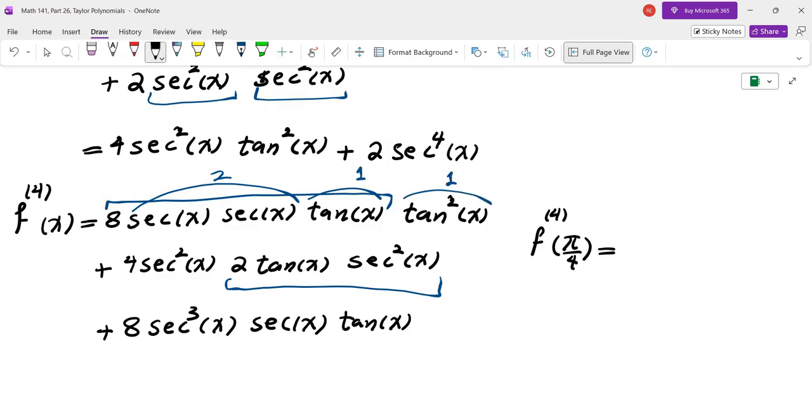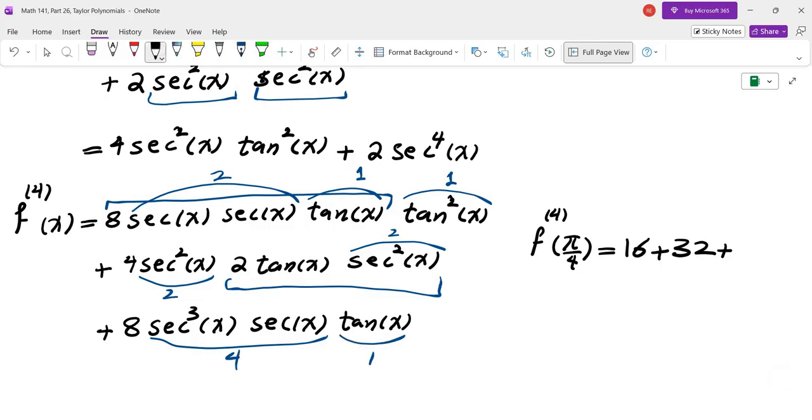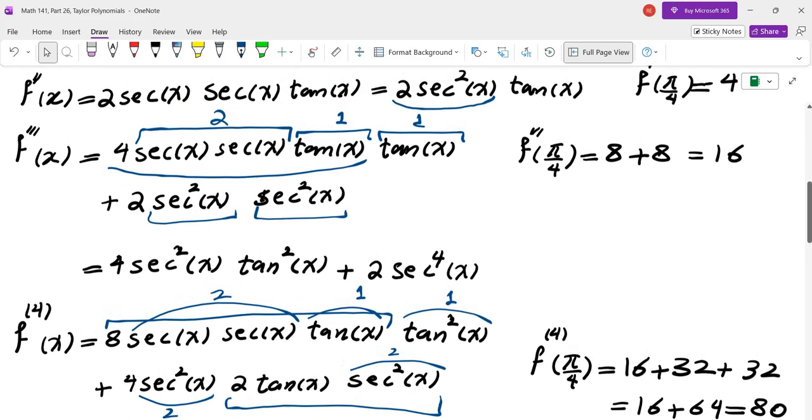So we get 8 times 2, that's 16, plus this is 2. That is also 2. There's another 2 here. So 4 times 2 times 2, that's 16. Times 2, that is 32, plus this is 4, root 2 to the fourth, that's 4, multiplied by 1, that's 32. So that is 16 plus 64, and that is 80. So these are the numbers that we need.